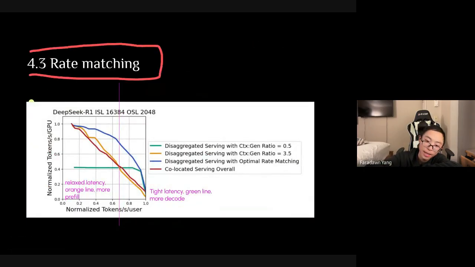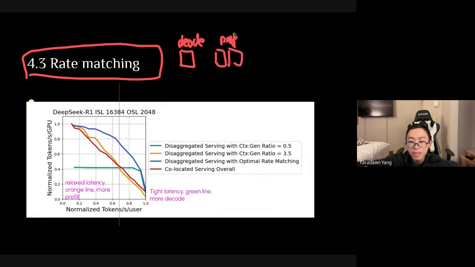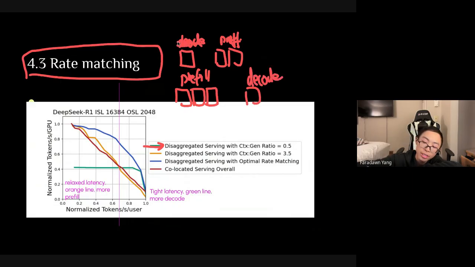Now, lastly, about rate matching. This is the most interesting part. Should you use, say, 1 decode and 2 prefill, which is the first case here, or the second scenario where you use 3.5 prefill and only 1 decode? The first is 1 prefill versus more decode. So which one should you use?